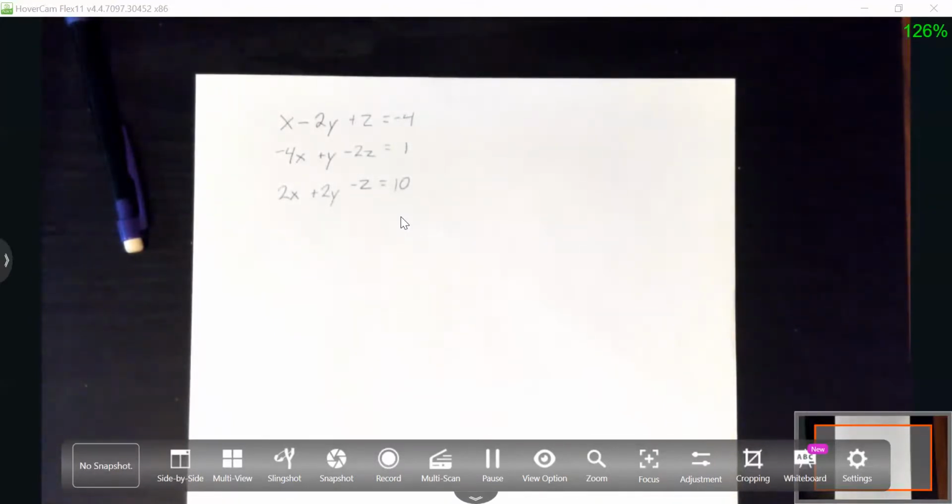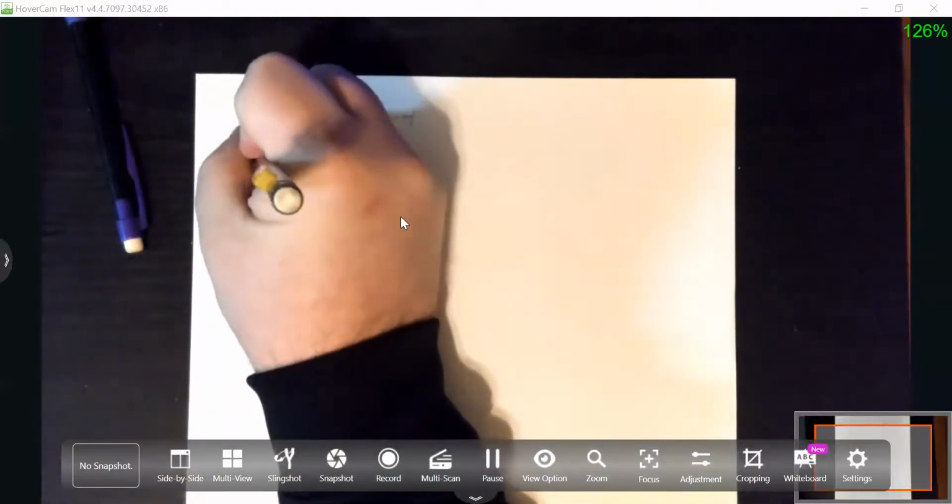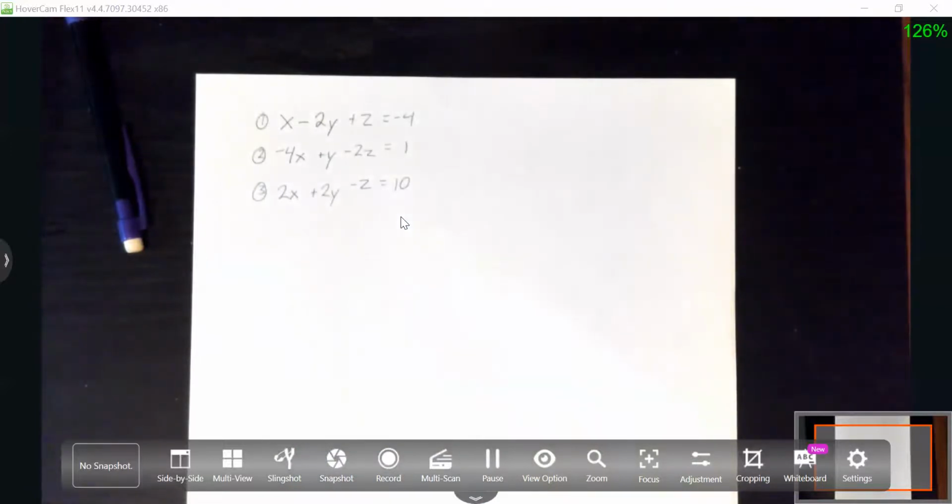So in substitution, what we did before is we chose the easiest looking equation and we solved it for a variable. That is still our first step. We're going to choose the easiest looking equation. In this case, that looks like the first one, and we're going to solve it for a variable. I'm going to number the equations just to make it a little bit easier.